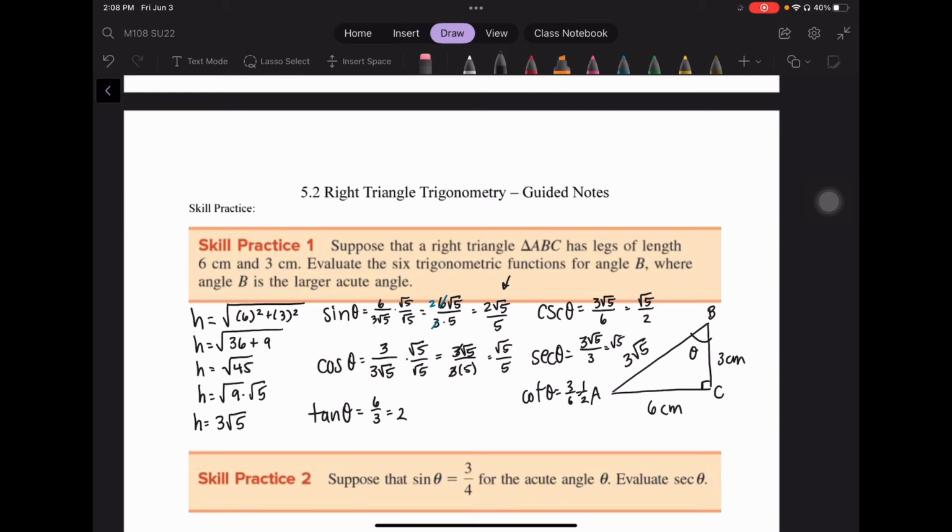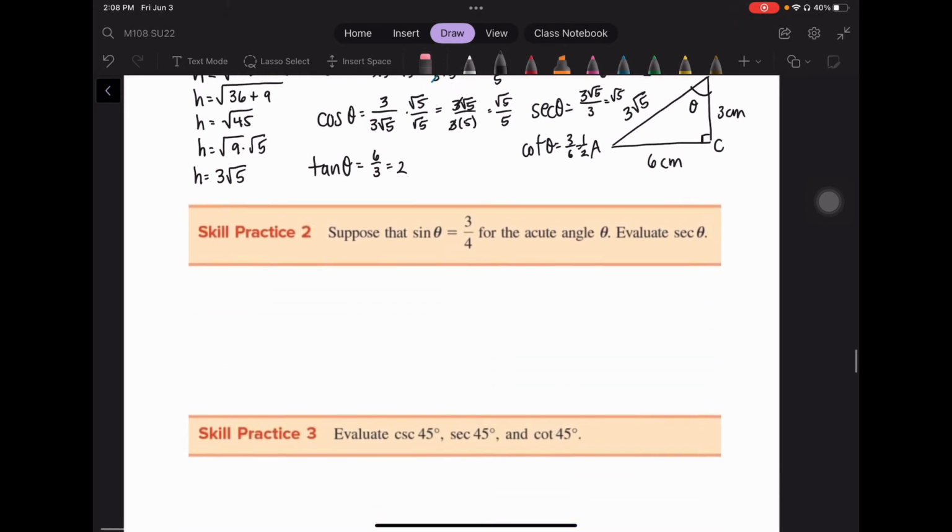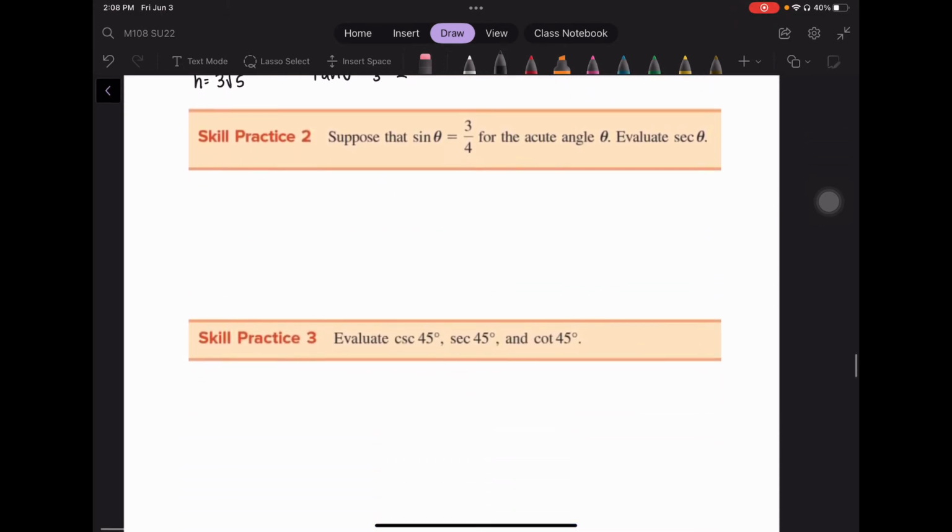Skill practice 2 gives us an actual angle measure and asks us to evaluate a different trigonometric function. So in this case, I like to draw triangles and label them based on the information. It doesn't matter where you draw your angle theta as long as you put your values in the right place. Opposite of theta is 3, hypotenuse is 4, because sine is opposite over hypotenuse. So this is the opposite and this is the hypotenuse.